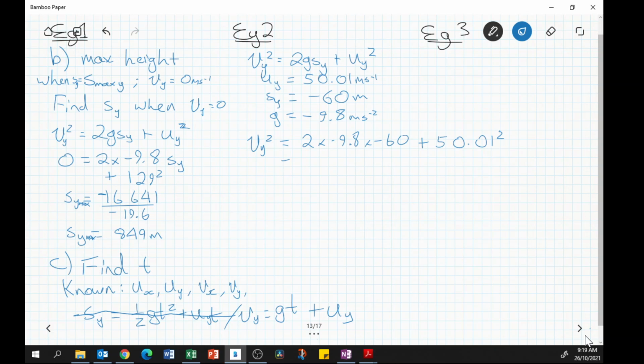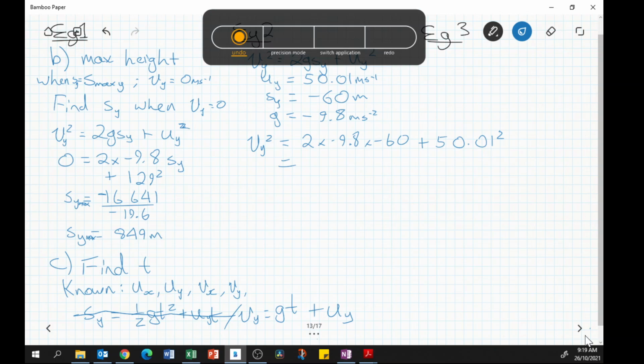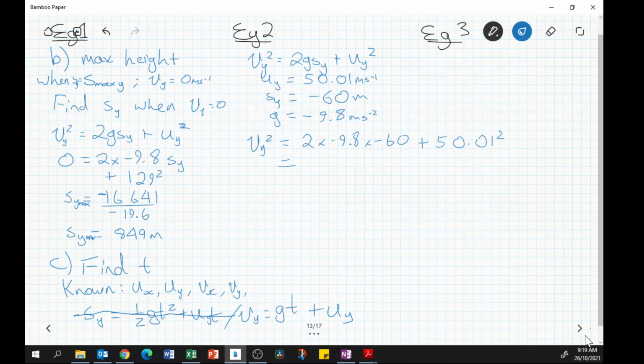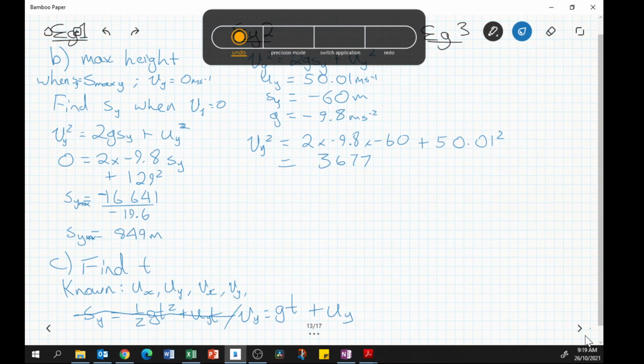Now, check this out. This is where things get a little bit interesting, all right? So like I said, this is going to cancel to become a positive. Plug that into a calculator. Anyone beat me to it? Plus, in brackets, 50.01 squared. That's going to be a big number. 3,677. We won't worry about units yet because we still have to square root both sides.